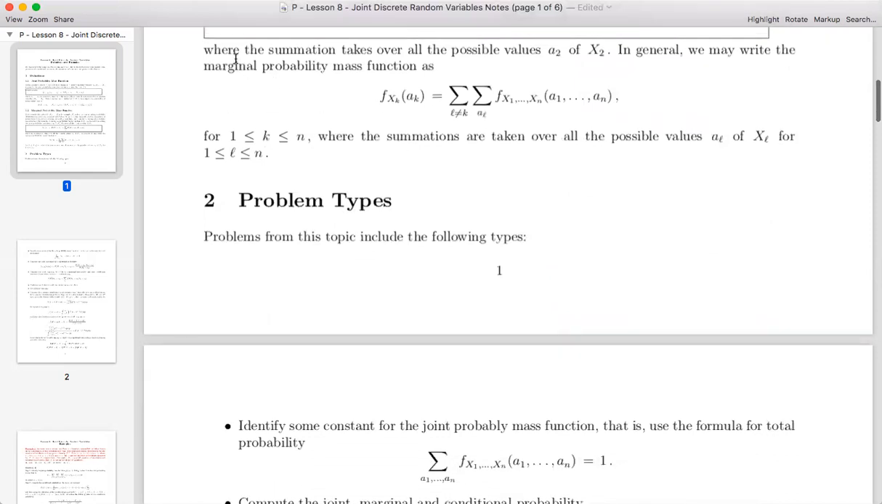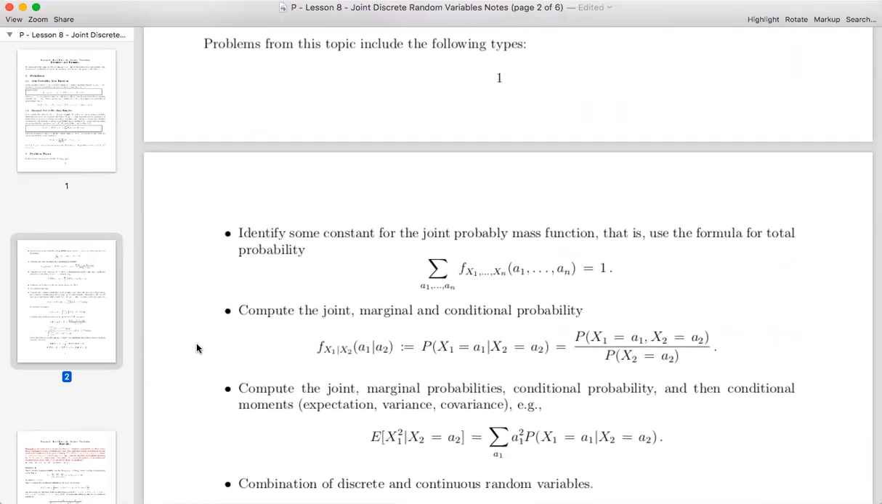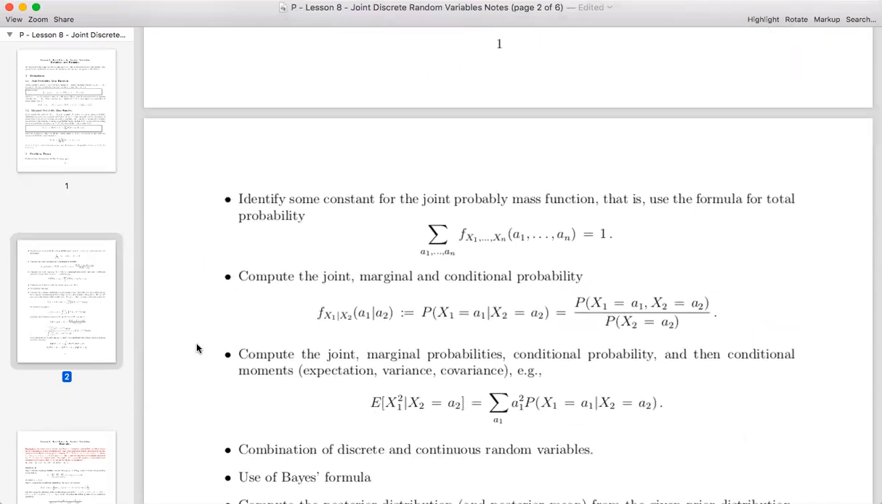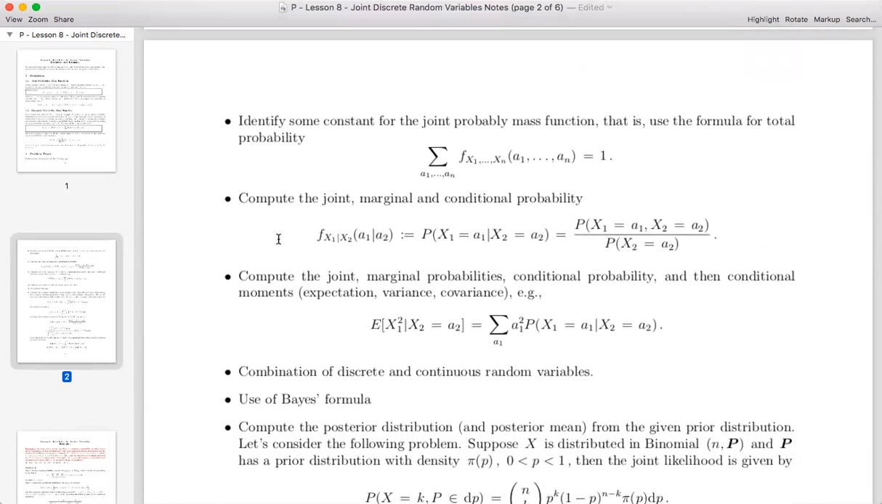And here's another example really quick. Problem types for this topic include the following. Identify some constant for the probability mass function, using the useful formula that the probability must sum to 1. And the joint, marginal, and conditional probabilities are all related. We can go from one to the other.